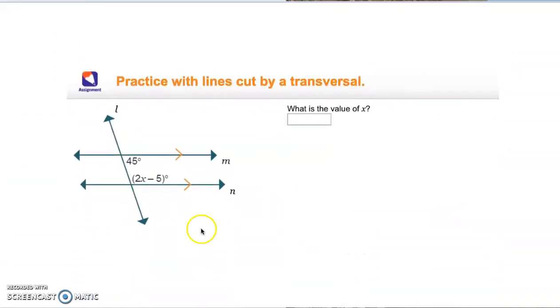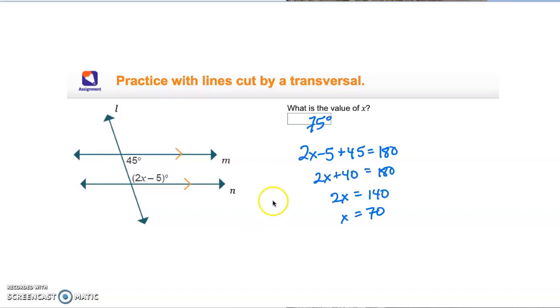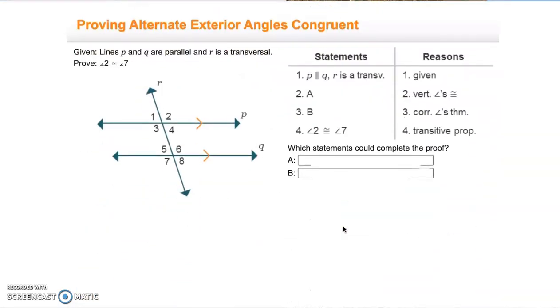All right, pause the video and see if you can. This one's just asking for the value of x. So see if you can do this one. All right, check your work. You should have found that the value of x is 75 degrees. These are same side interior, so we add them together, set them equal to 180, and solve for x.